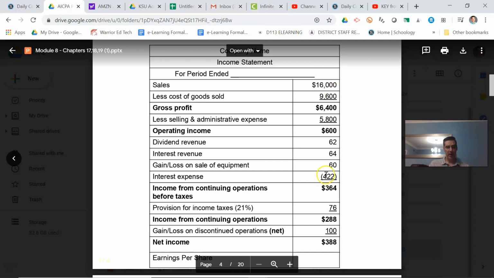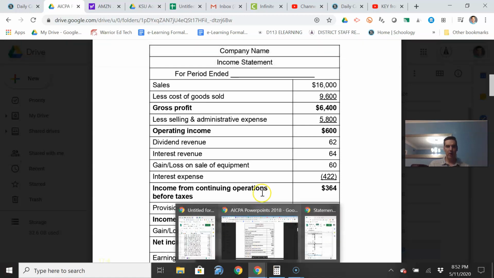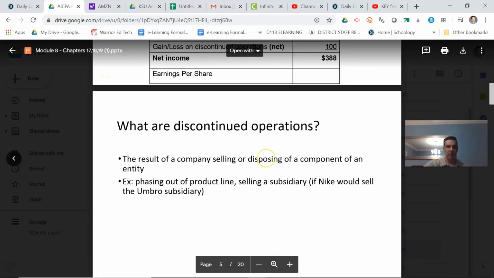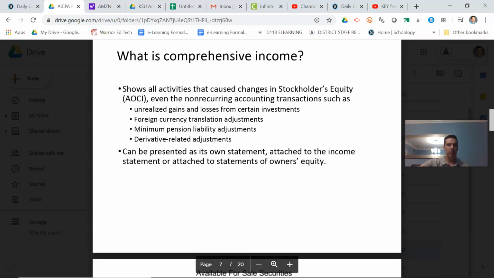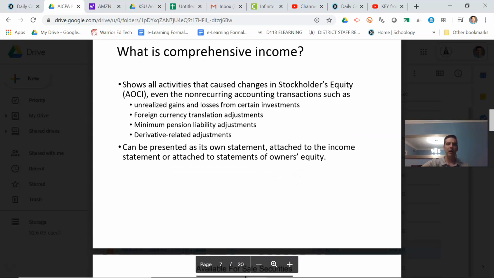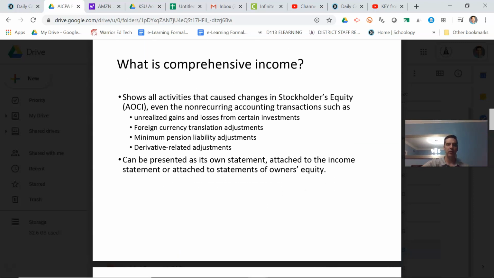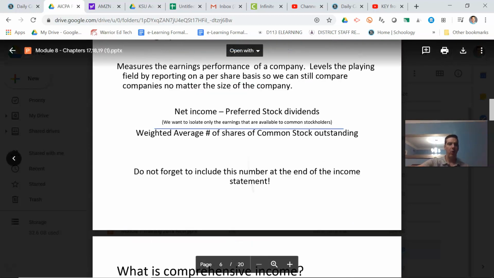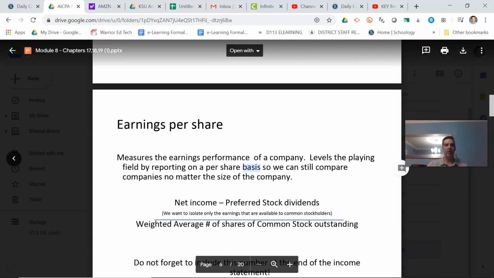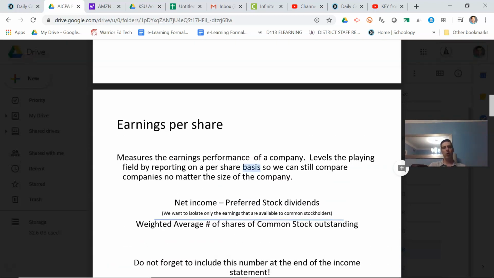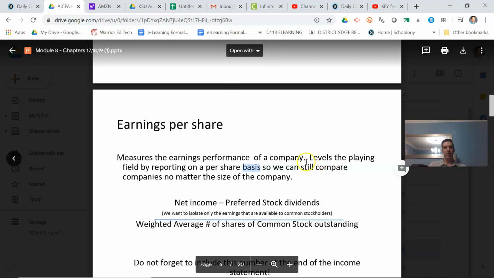All right, so that takes us back to our PowerPoint. Let me scroll down. We'll get into comprehensive income another time. That's a big discussion. But what I want you to do is take this 15-minute video and then work through the multi-step income statement calculation and just dump that in your notes. I'll go over that tomorrow, and then we'll start talking about comprehensive income.